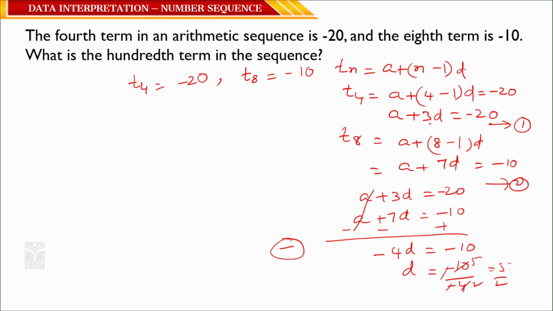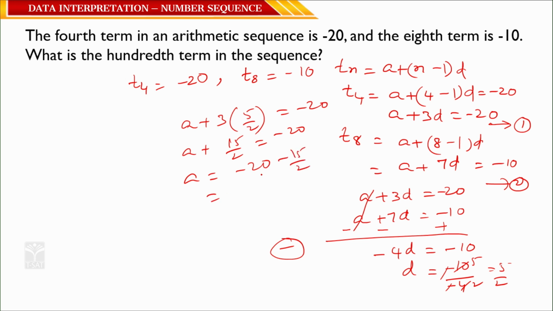Now you have the equation a plus 3d is minus 20. You have to substitute that value. A plus 3d, with d as 5 by 2, is equal to minus 20. A plus 15 by 2 equals minus 20. So a equals how much? Minus 20, sending it to the other side, minus 15 by 2, means minus 40 minus 15. Minus 55 by 2 is the a value.